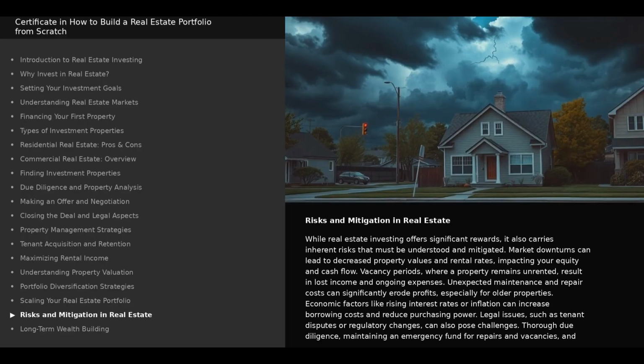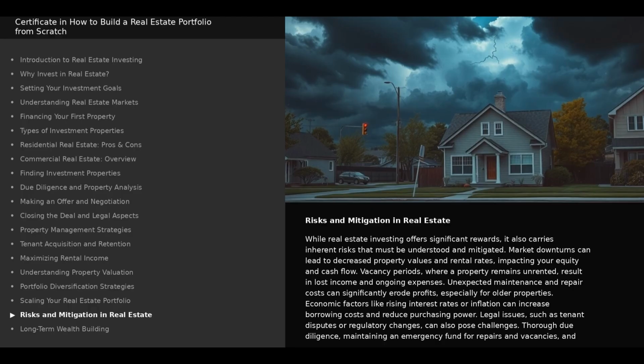Risks and mitigation in real estate. While real estate investing offers significant rewards, it also carries inherent risks that must be understood and mitigated. Market downturns can lead to decreased property values and rental rates, impacting your equity and cash flow. Vacancy periods, where a property remains unrented, result in lost income and ongoing expenses. Unexpected maintenance and repair costs can significantly erode profits, especially for older properties.